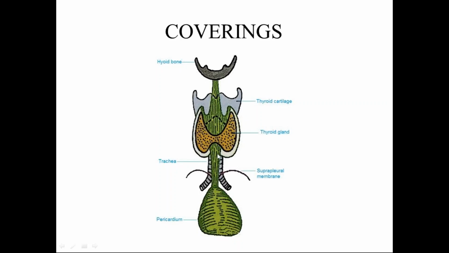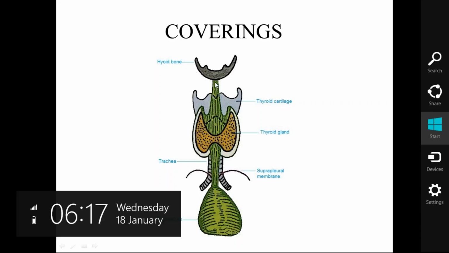So the outer false capsule extends upwards and is attached above to the thyroid cartilage and also to the hyoid bone. And below it extends downwards and is attached to the pericardium.